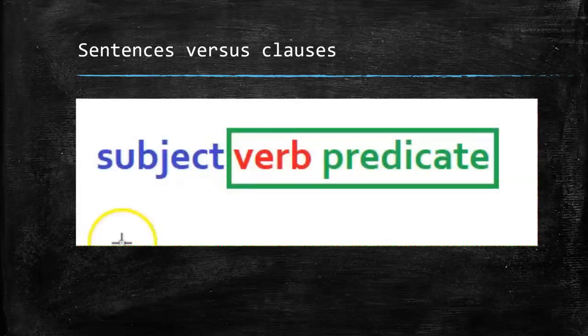So far you have learned that a sentence expresses a complete thought, that it has a beginning and an end. You have also learned that sentences have a subject and a verb and a predicate. Notice that the verb is inside of the predicate, yes? So I'm putting the verb in red, but it is actually inside of the green box.